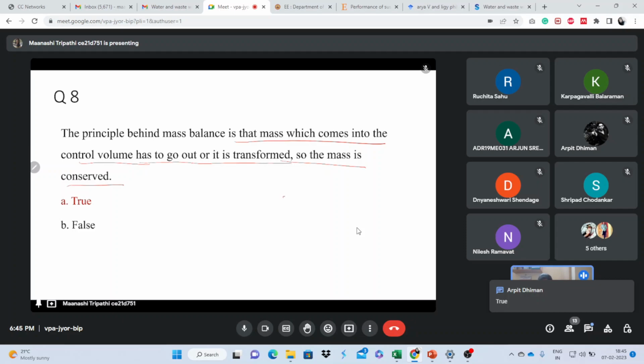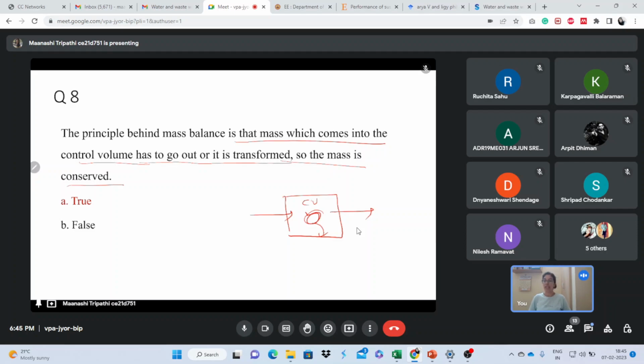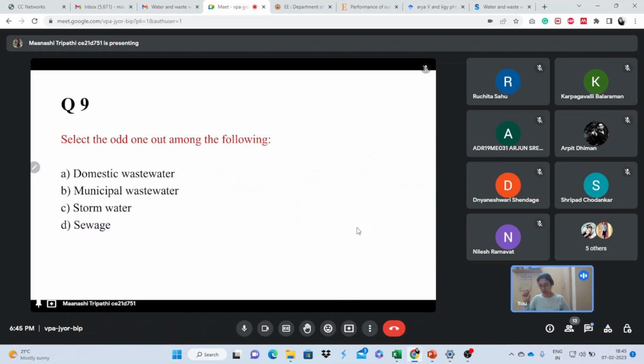I've already explained, I'll explain it again. If we are talking about a control volume, if something is coming in, something is going out, then the rest of the thing has either transformed or, in any form, it can settle down, it can evaporate. But we should take into account all these things. So when we are able to account for every gram of thing which is present in this control volume, then only we can say mass is conserved. Okay, so the option is true. Let's move towards the next question.